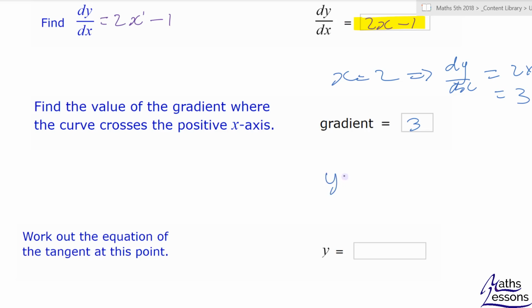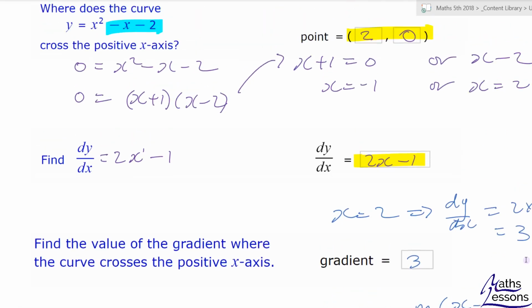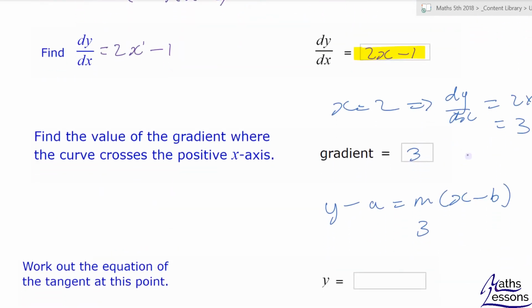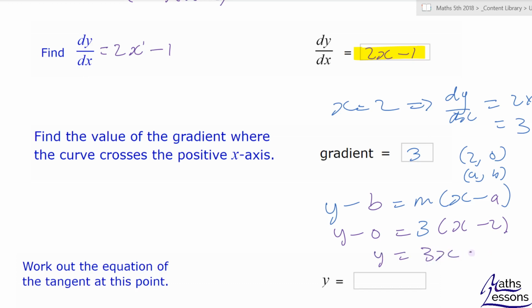So we're going to use y minus b equals m times x minus a. We know m is 3. And we know that it crossed, go back up, at 2, 0. So it crosses at 2, 0. So a is 2 and b is 0. I've got those the wrong way around, I apologise. The equation we use is y minus b equals m times x minus a. So y minus 0 equals m times x minus the a value 2. So y equals 3x minus 6.